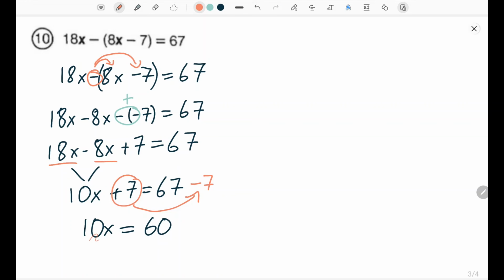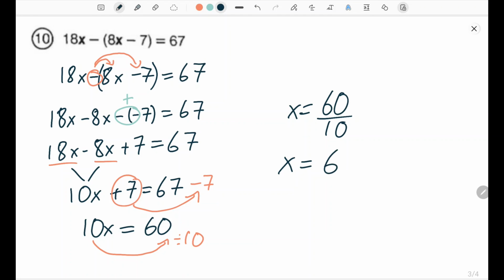And then 10x, well the 10 is out in front, it's multiplying by 10. So that becomes divided by 10. Or we could write that as x is equal to 60 over 10, which we can solve as 6.